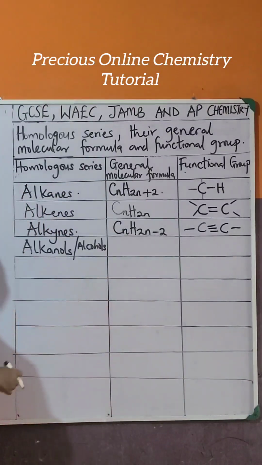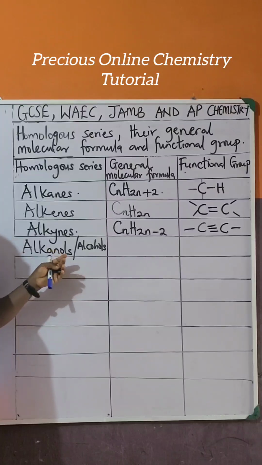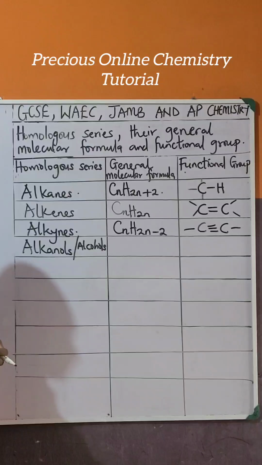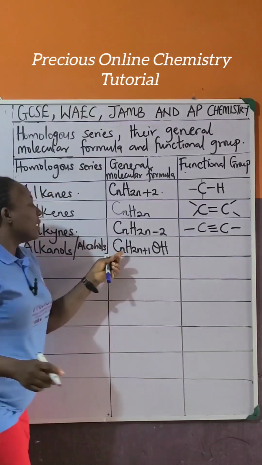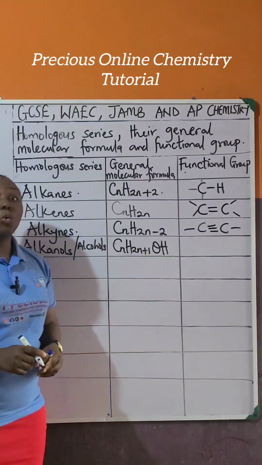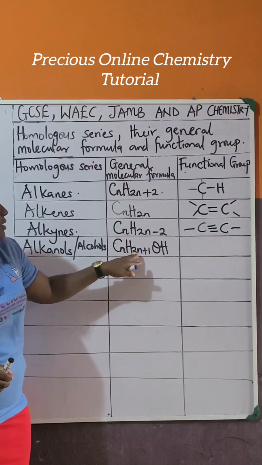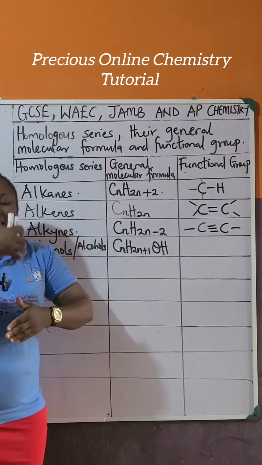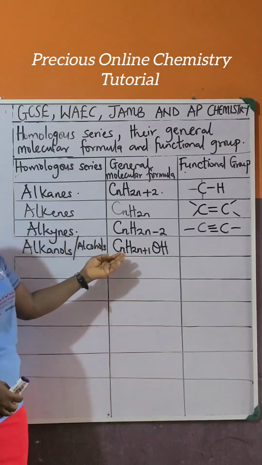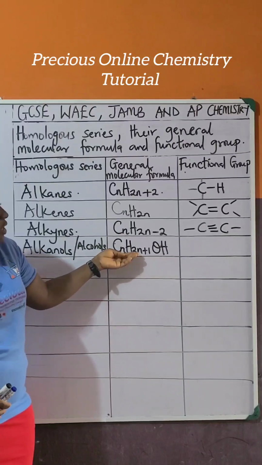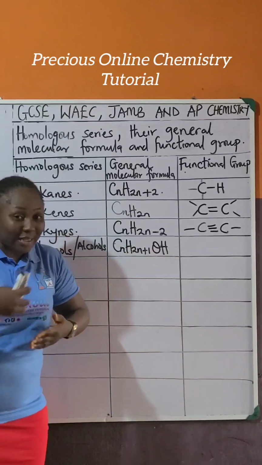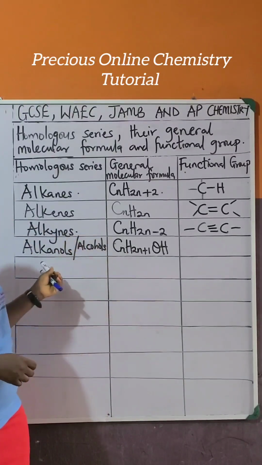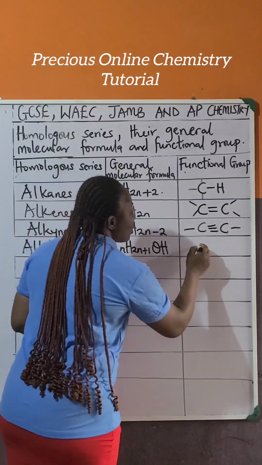The next one, the alkanols, also known as the alcohols. Now, the alkanols, what is their general molecular formula? CnH2n+1OH. Now, CnH2n+1 is for the alkyls. The alkyls are 1 hydrogen less than the alkanes. So whenever you see an alkyl group with an OH group attached to it, that is an alkanol. So the functional group of the alkanols is the OH group.